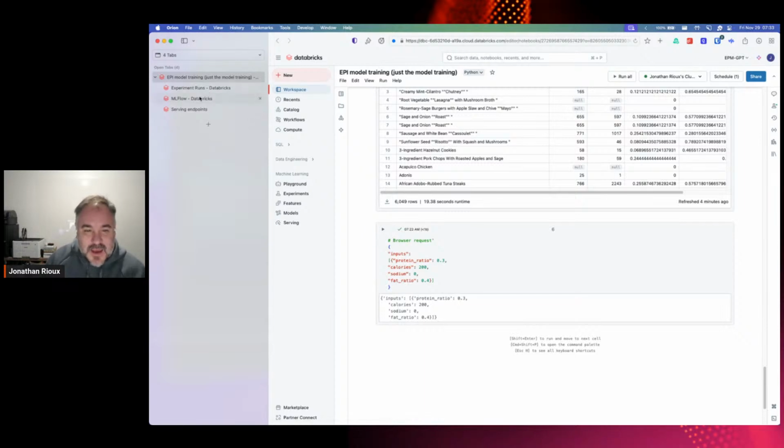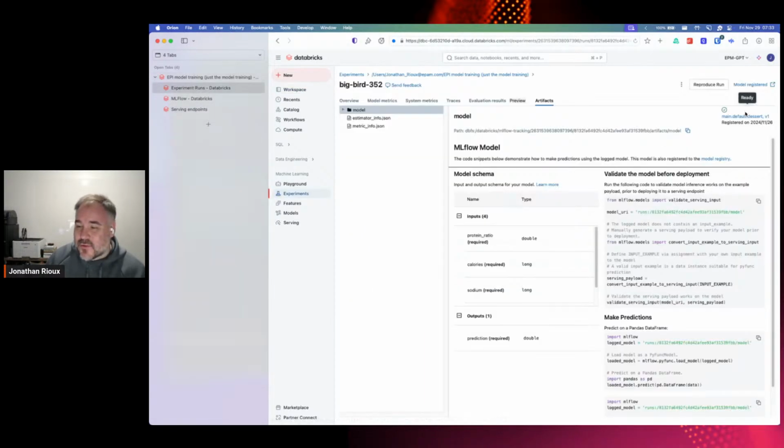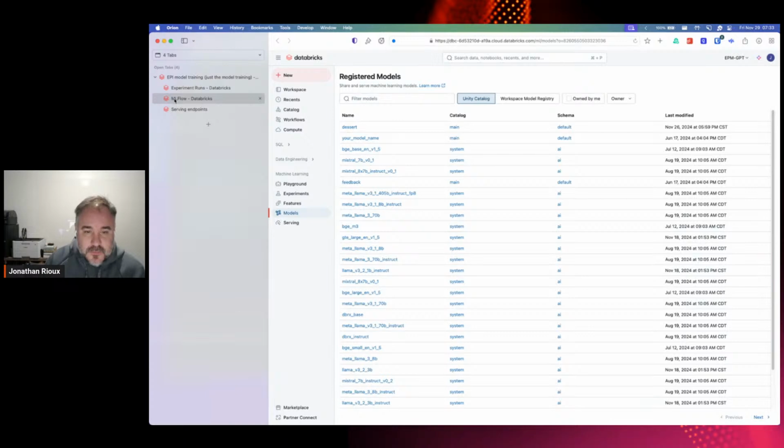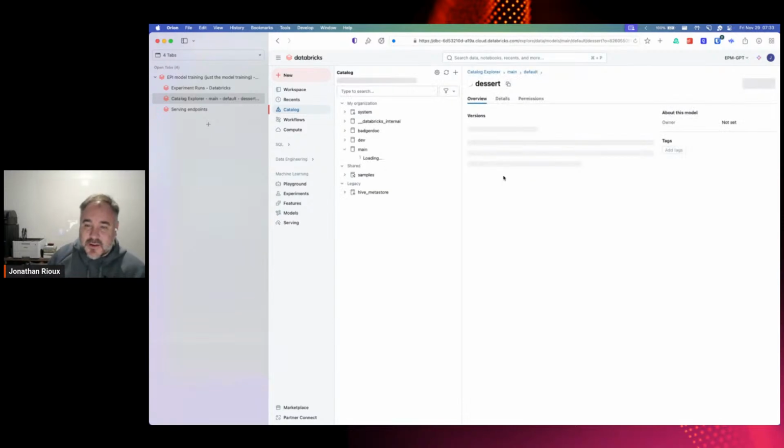Awesome. So I have my experiment that is over here, and one of the things that I can do after this is register my model. As you can see here, my model has been registered. The reason why I've done this in advance is because it takes a little bit of time on this endpoint. So my model has been registered as dessert. And this is where things are going to get a little bit interesting.